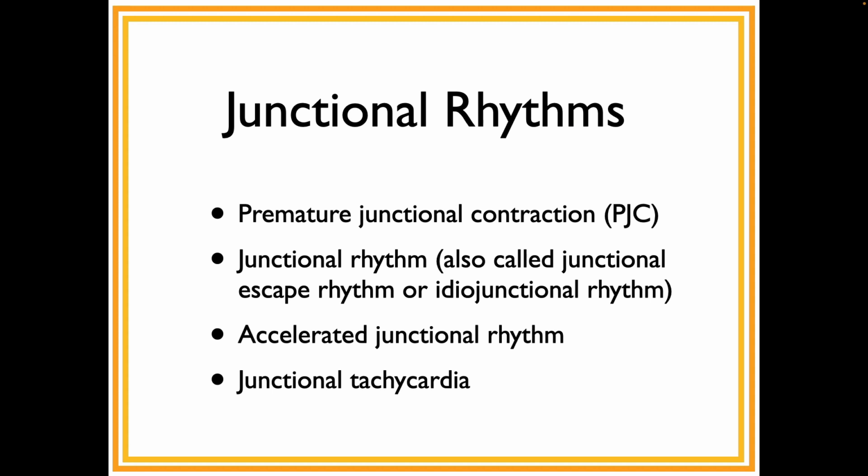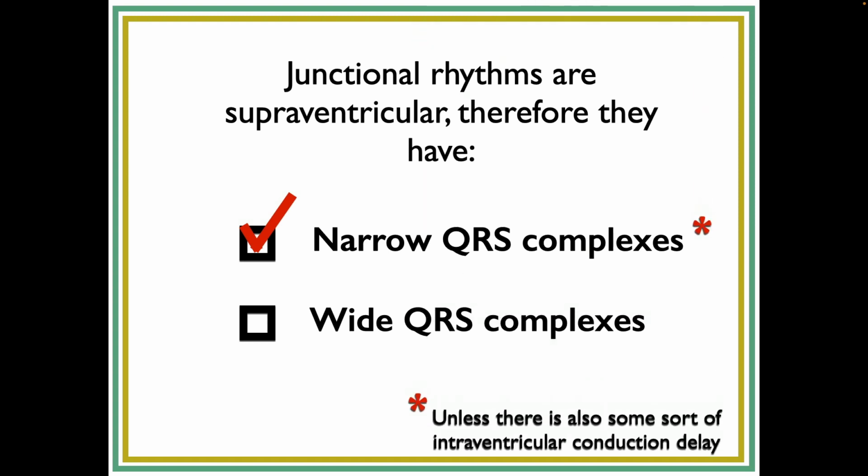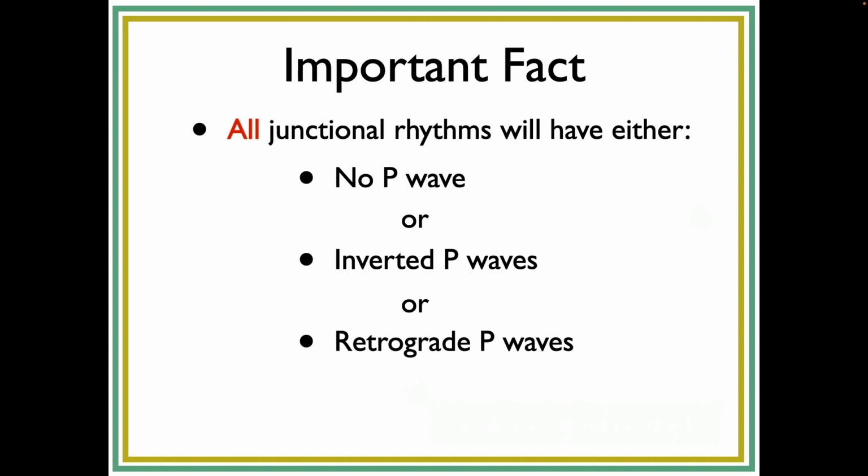So junctional rhythms are much easier than atrial rhythms because there just aren't that many of them. Now, Brandon, junctional rhythms are supraventricular, therefore they have what, narrow or wide QRSs? Unless, what would be the exception? Unless there is an IVCD. Correct. So again, we're going to expect all of these junctional rhythms to be narrow unless there's some kind of interventricular conduction delay.